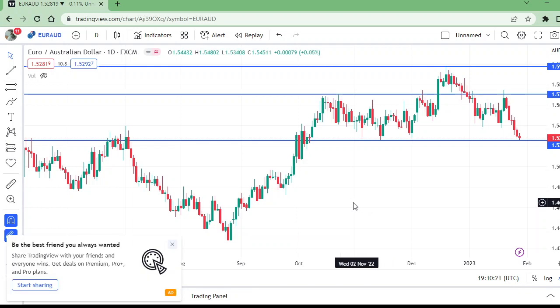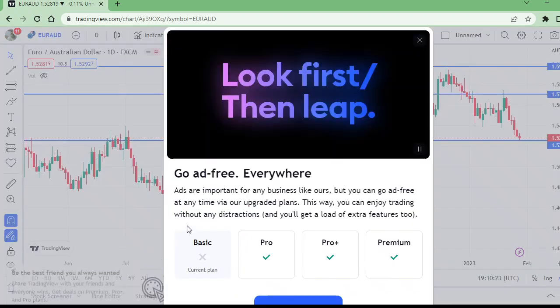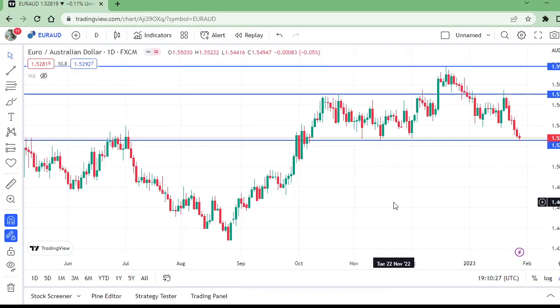This is the chart of Euro Australian dollar. This is a bit complex chart, and this analysis that I have worked very hard for, and I will try my best to make it quite simple for you.